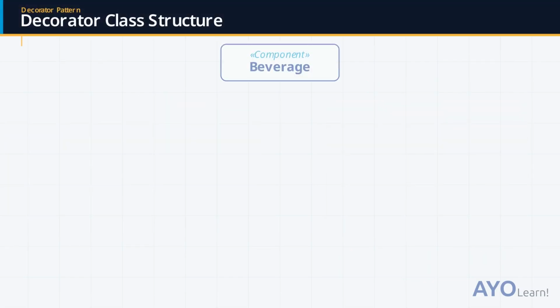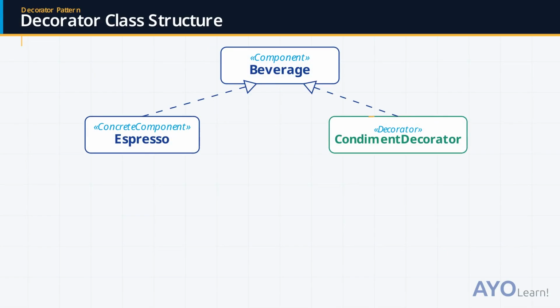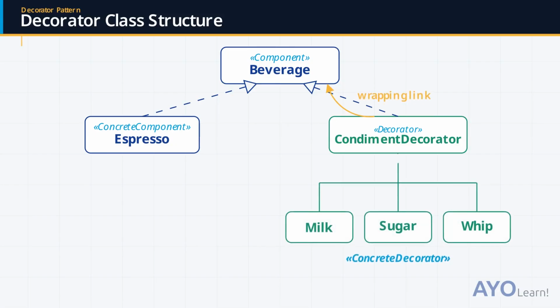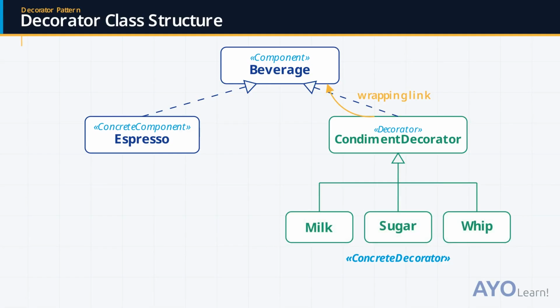Here's the diagram. Beverage is the component, our core interface. Espresso implements it as the concrete component. Condiment decorator, the decorator, also implements beverage while holding a beverage reference. That's the wrapping link. Milk, sugar, and whip extend condiment decorator as concrete decorators, ready to wrap any beverage.